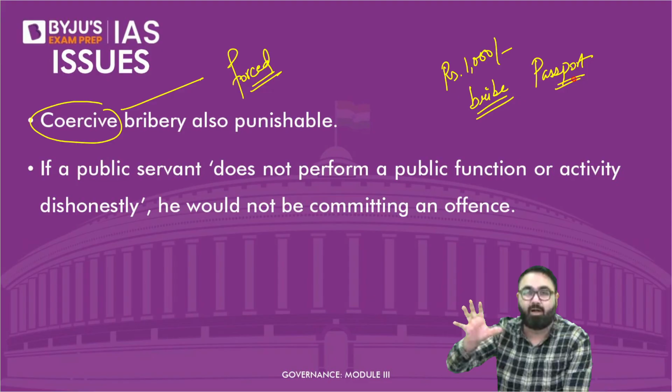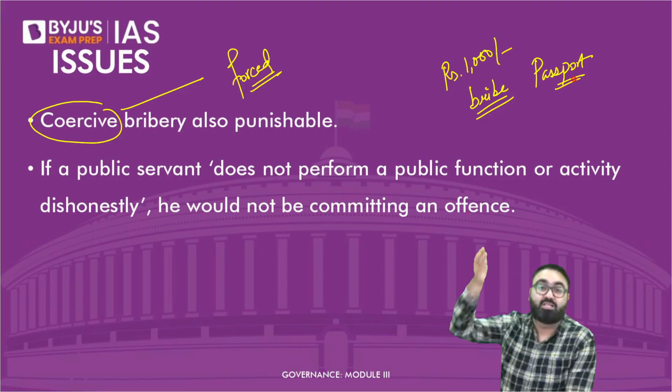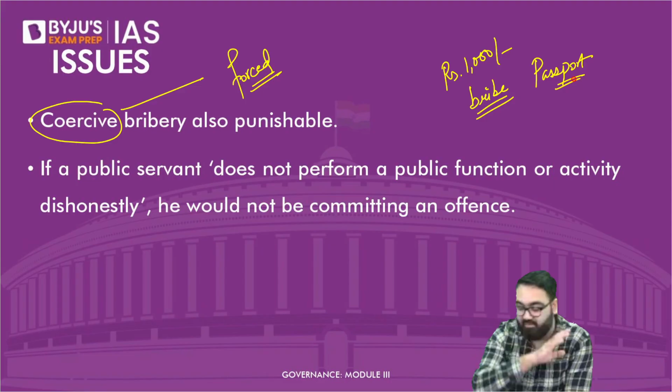So if you give a bribe to the passport officer, now just take that situation. You gave a bribe to the passport office, nothing, you forgot about it, you got the passport. After 1 month, the police will come to your house, arrest you. Why? Because you gave the bribe. So you have to be charged under the Prevention of Corruption Act.